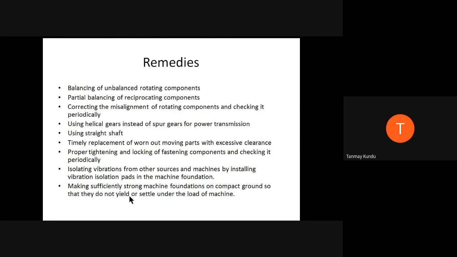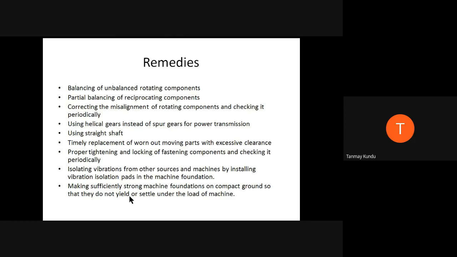So it creates a barrier between the source machine and the sink machine. The vibration wave is absolutely isolated from one machine to another by creating a barrier of the vibration isolation pad. So you are advised to install a vibration isolation pad between two consecutive machines or two consecutive structures. Now, making a sufficiently strong machine foundation.